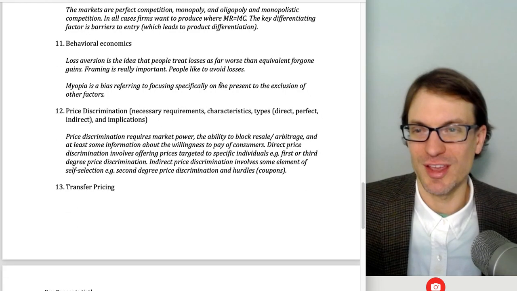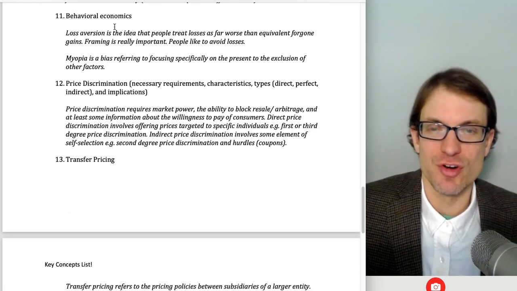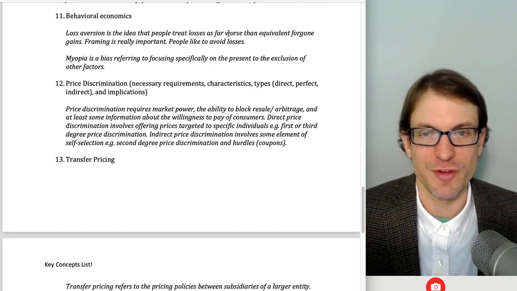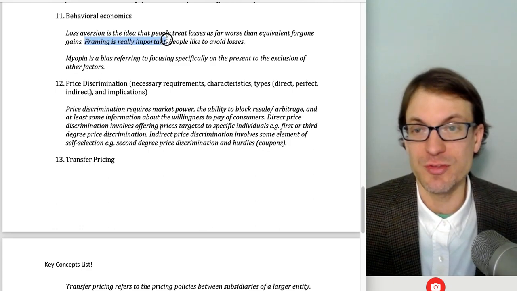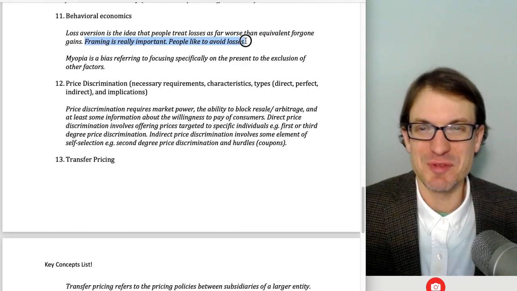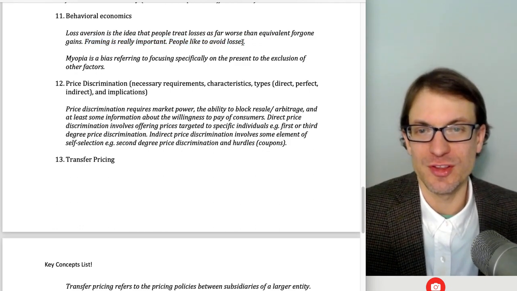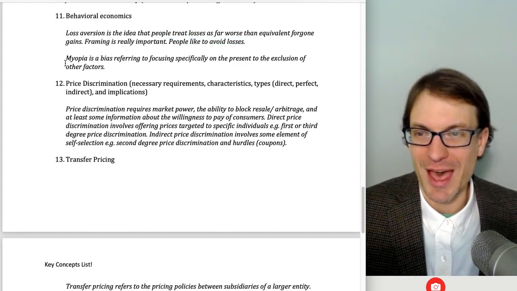Okay, so then behavioral economics, a couple of concepts. Loss aversion is the idea that people treat losses as far worse than the equivalent foregone gains. So framing gets really important. That's important for advertising, for loyalty programs, for all different sorts of things for customers, because people like to avoid losses. So you want to think about it: is this a service fee? Is this a penalty? Is this a fine or a fee? How you frame it really matters.